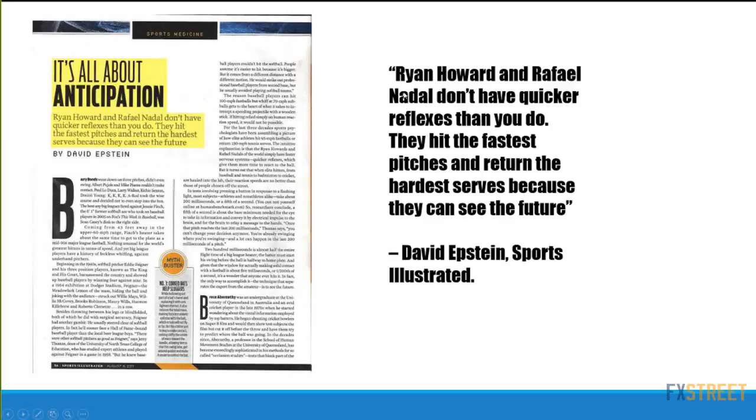And they subtitled it this: Ryan Howard and Rafael Nadal. Ryan Howard's a baseball player, by the way, and Rafael Nadal is, of course, a tennis player. People probably know him more than Ryan Howard, but they don't have quicker reflexes than you do. They hit the fastest pitches and return the hardest serves because they can see the future. That was written by the author David Epstein of Sports Illustrated. That's an interesting comment, isn't it? That they don't have any faster reflexes than you and I do. These are professional athletes like Rafael Nadal, but they are able to see the future.